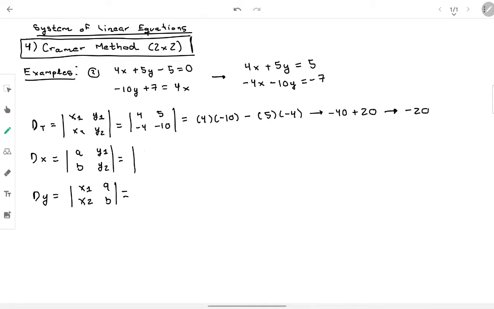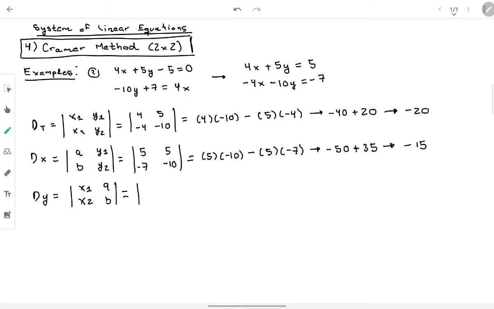On the second one, for the determinant of x, remember, instead of putting the values of x, we will put the values after the equal sign, 5 and minus 7. The other one will stay the same, 5 and minus 10. It's going to be 5 that multiplies minus 10. Then it's going to be minus 5 that multiplies minus 7. So it's going to be minus 50 plus 35. So it's going to be minus 15.